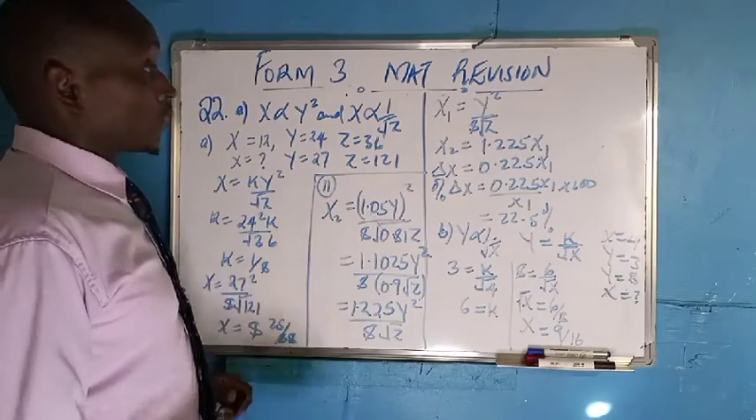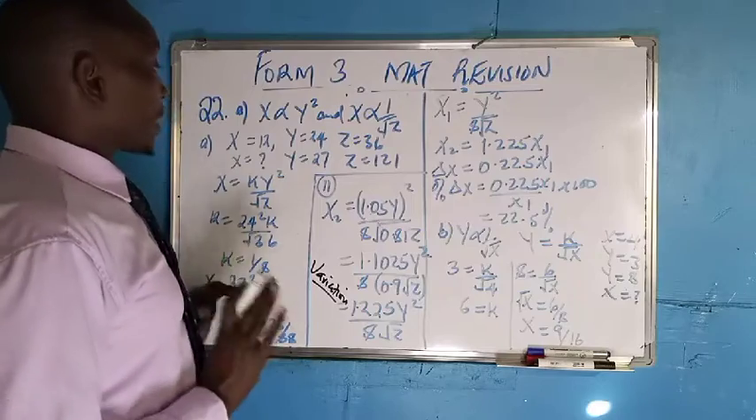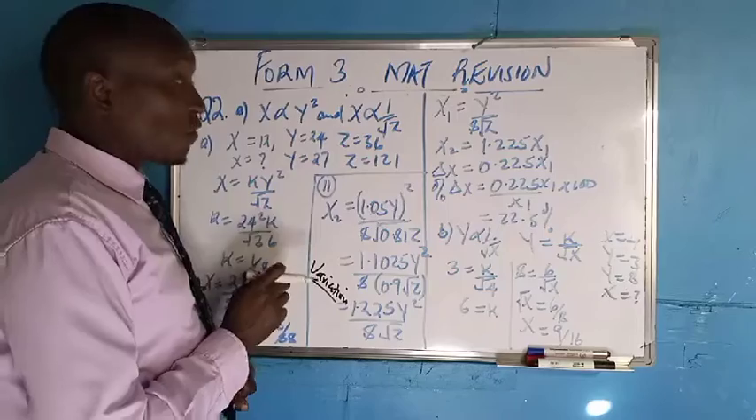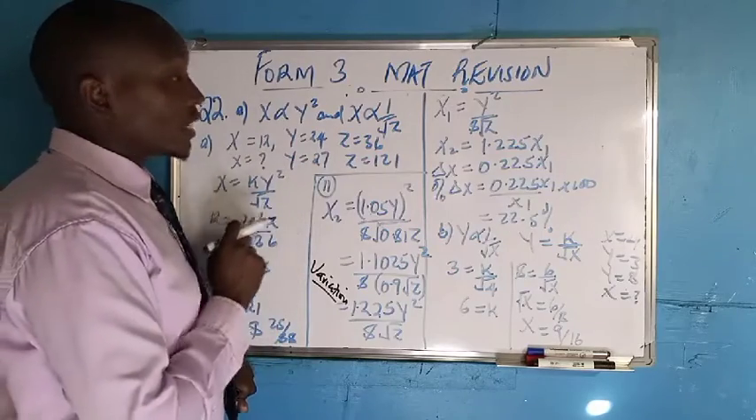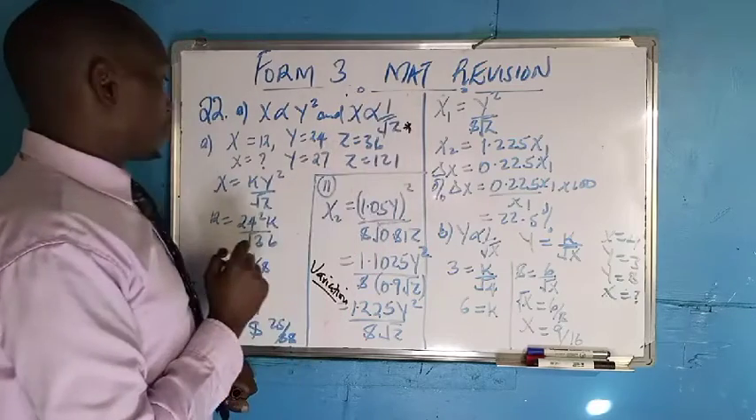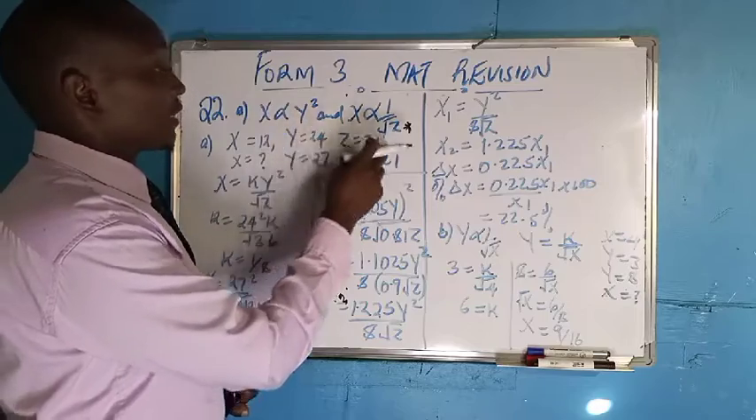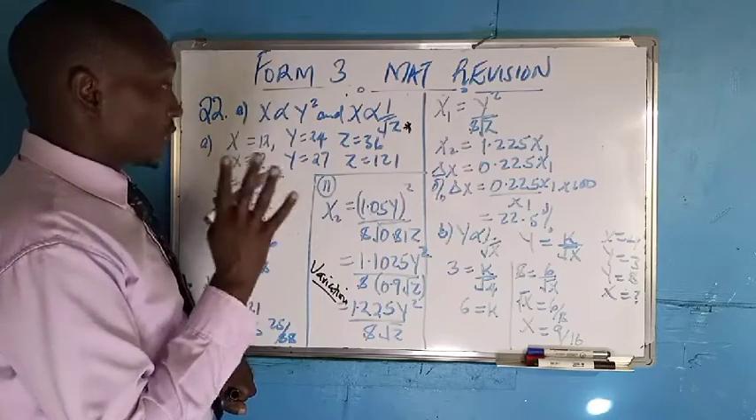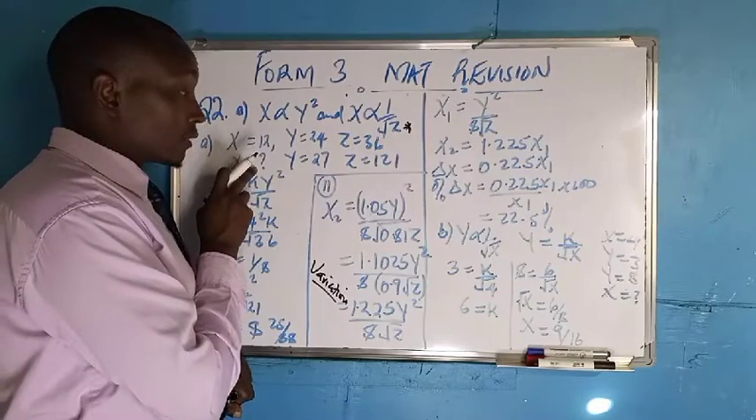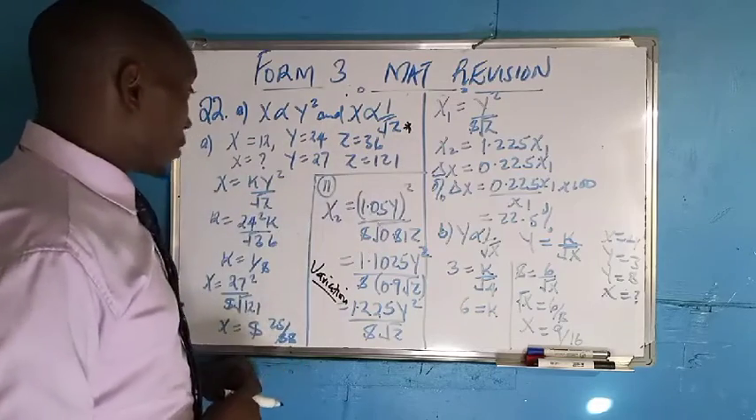Question number 22 is a question on variations. Form 3 work. And this is what you're given. You're given that x is directly proportional to the square of y. Okay. And x is also inversely proportional to the square root of z. You're also given that x is 12 when y is 24 and z is 36. Remember you have three variables here. So the question is, find the value of x, yes, when y is 27 and z is 121.